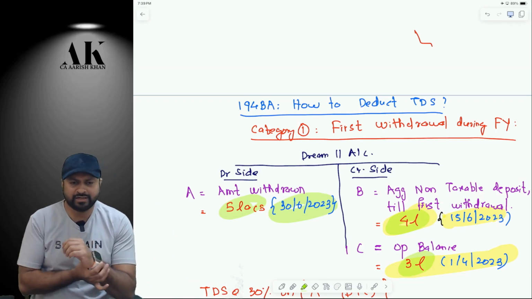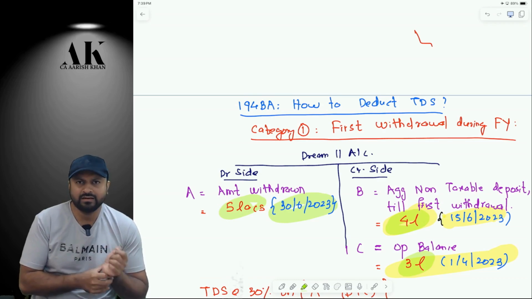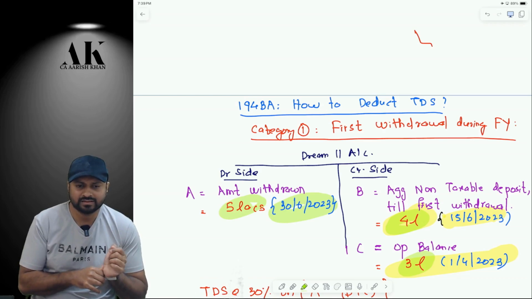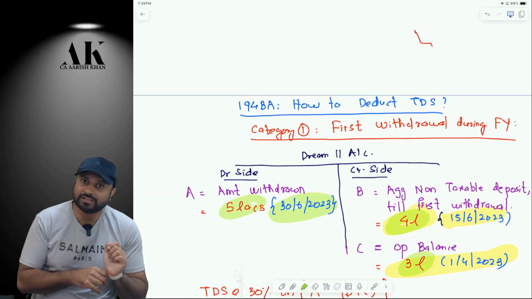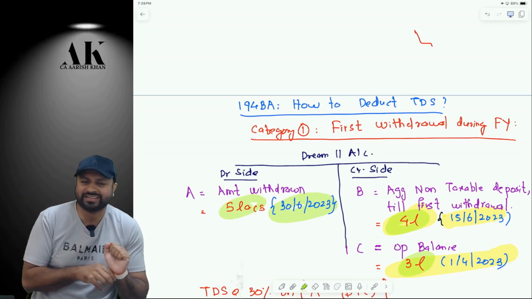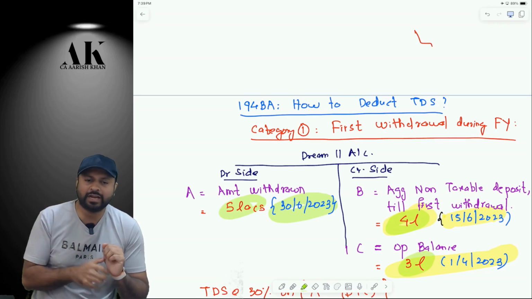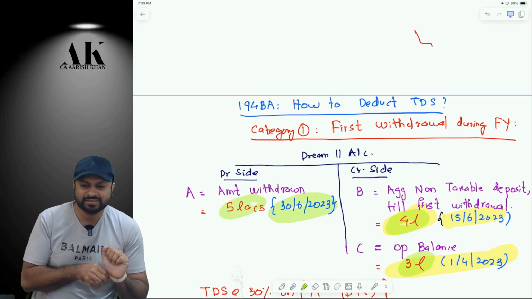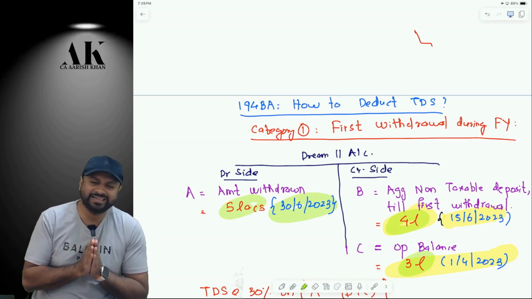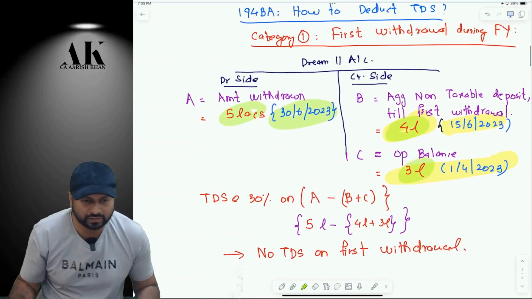Please tell me whether the TDS will be deducted on 30th June. No, sir. Why? Because it is not coming to a positive amount. There has to be some positive net winnings. You cannot deduct TDS on a negative amount. Today on 30th June, A minus B plus C is coming to negative 2 lakh rupees. Therefore, today no TDS. No TDS on the first withdrawal.